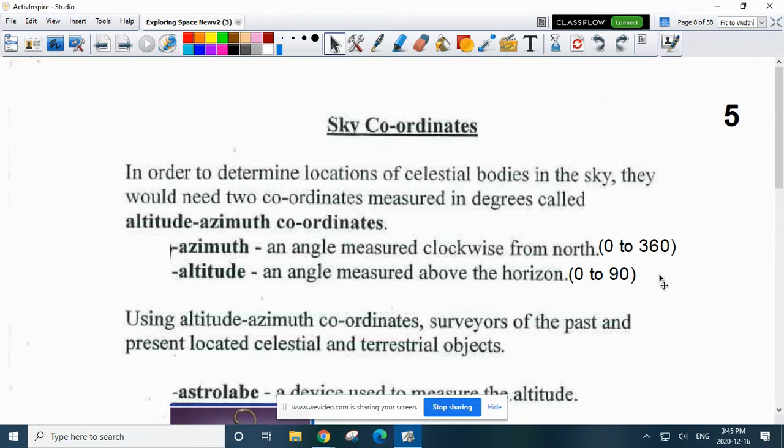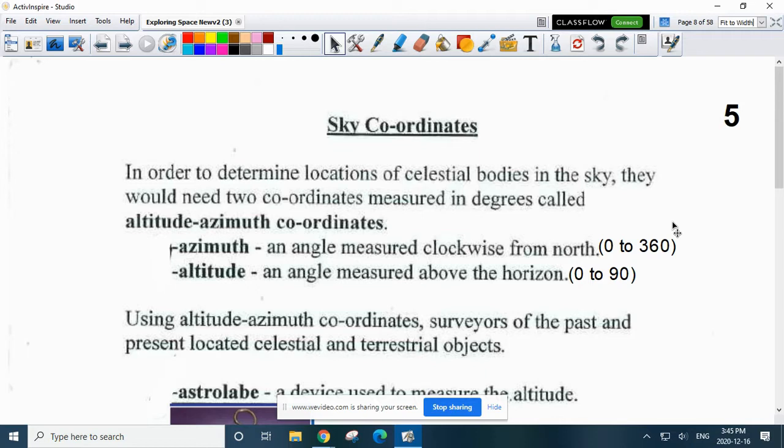So today we're looking at sky coordinates. Okay, so if I said I saw something in the sky, you'd say, where did you see it in the sky? I'd say, over there. And you say, well, I can't see you, I'm on the phone. Where's over there? So what we need is a better way of using language than that. And so we use altitude azimuth coordinates.